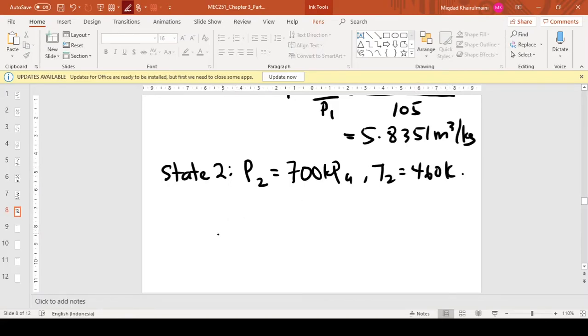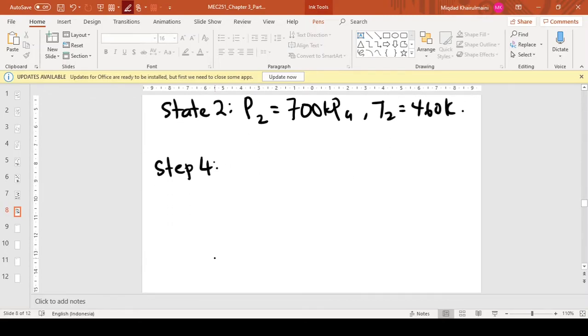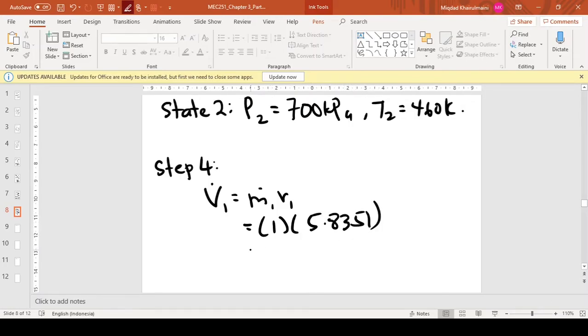For step 4, we just have to substitute. The first item is to find the volume flow rate. Volume flow rate is equal to mass flow rate multiplied with the specific volume. Mass flow rate is 1, specific volume is 5.8351, so we can get the volume flow rate.